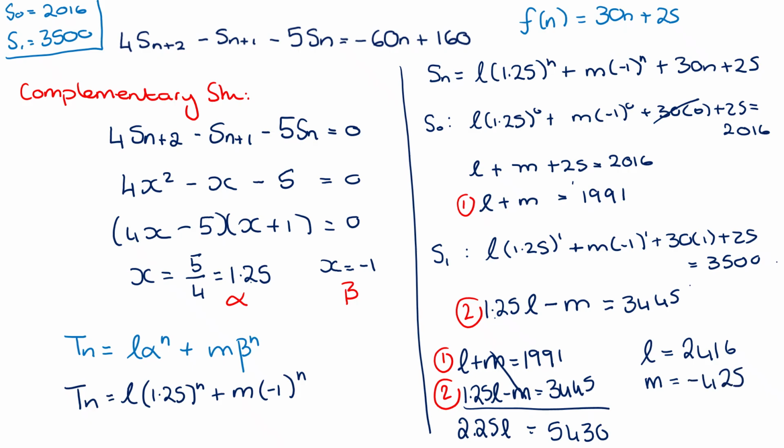And I'm going to go back up here to give our final answer. So S n is equal to L, which is 2,416 times 1.25 to the power of n plus M, so minus 425 times minus 1 to the power of n, plus 30n plus 25. So that's our lovely final answer.